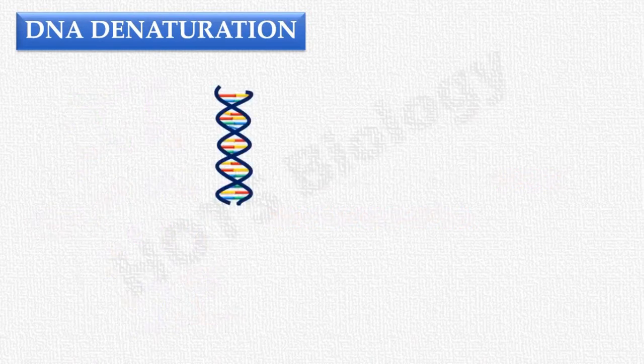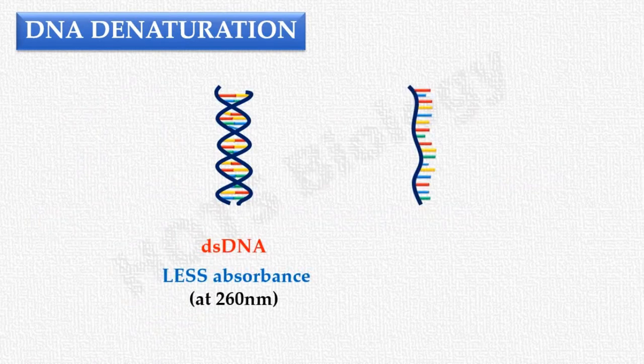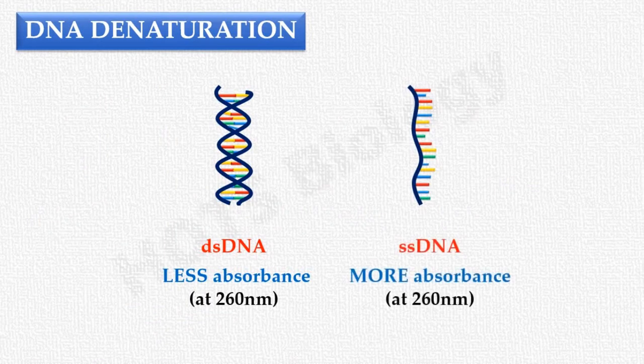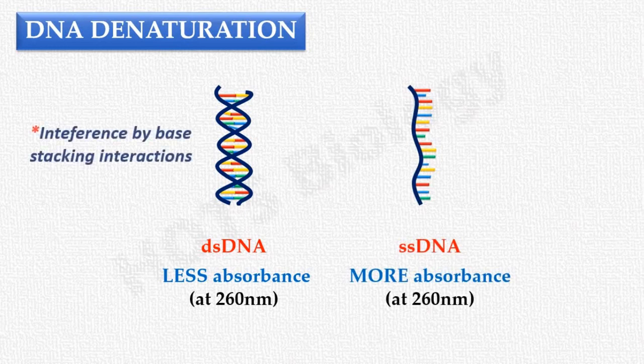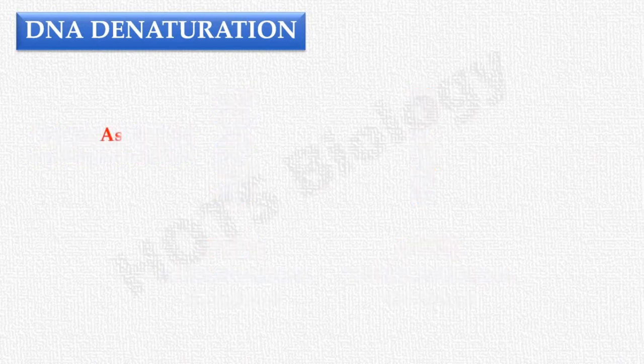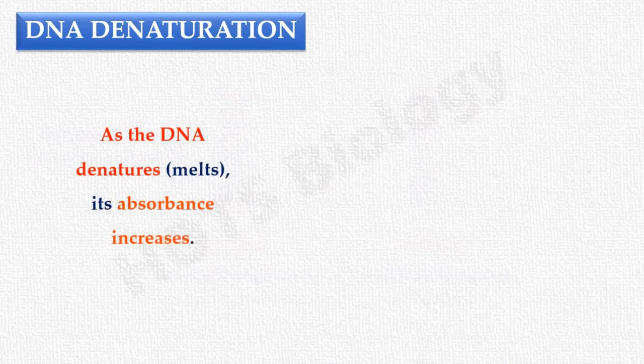Double-stranded DNA absorbs less light at 260 nanometer as compared to single-stranded DNA. This is because base stacking interactions in the DNA double helix interfere with the absorbance. So, as DNA denatures or melts, its absorbance increases.